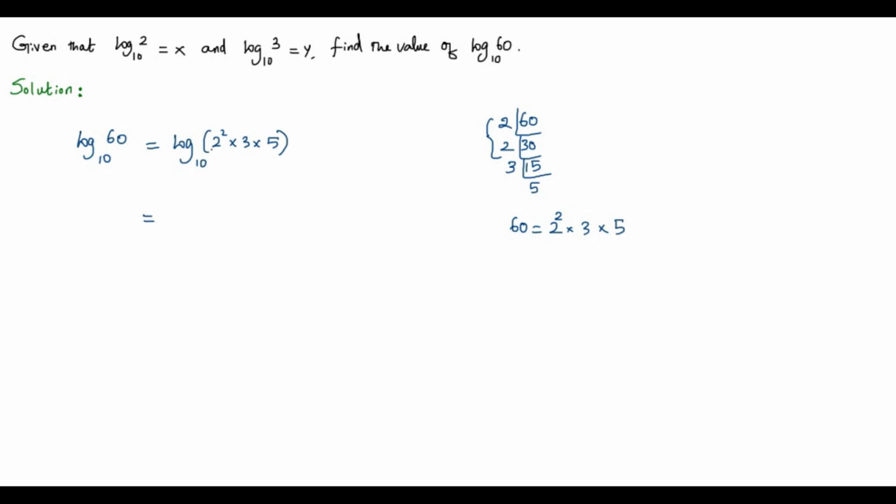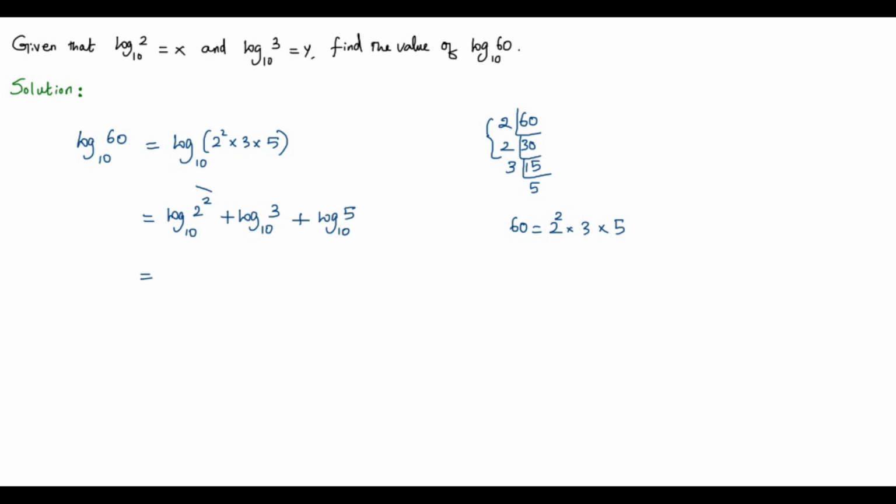Now we can use the first fundamental law of logarithm. Here in the argument we have 3 values multiplied. So we can take logarithm separately for each value and add them all according to the first fundamental law of logarithm. So log 2 square to the base 10 plus log 3 to the base 10 plus log 5 to the base 10.